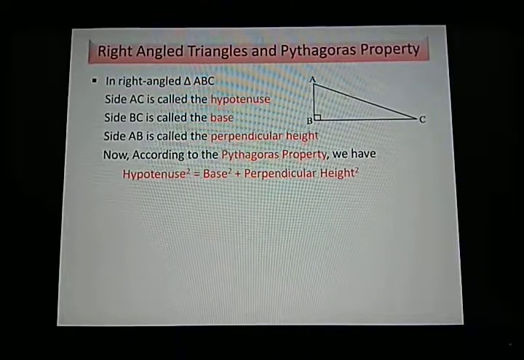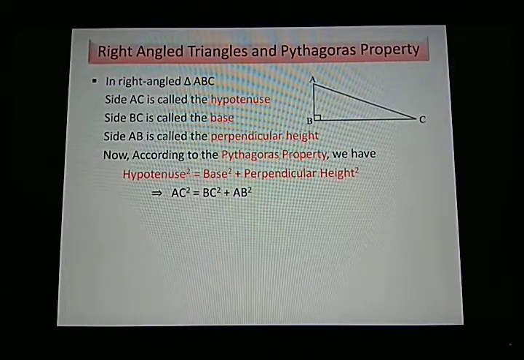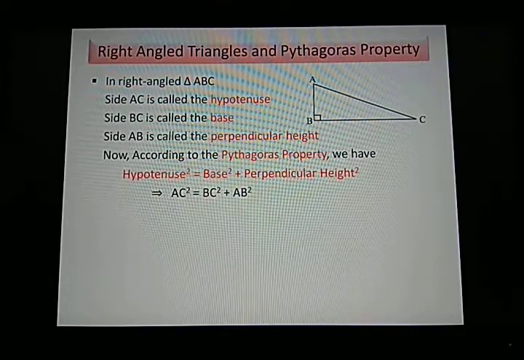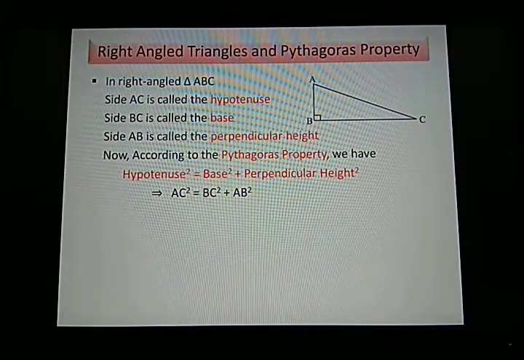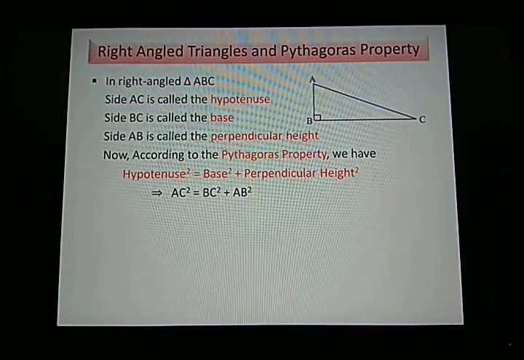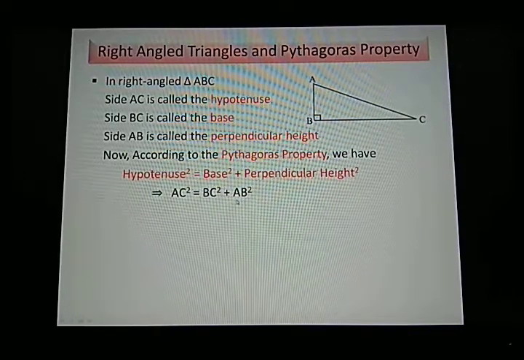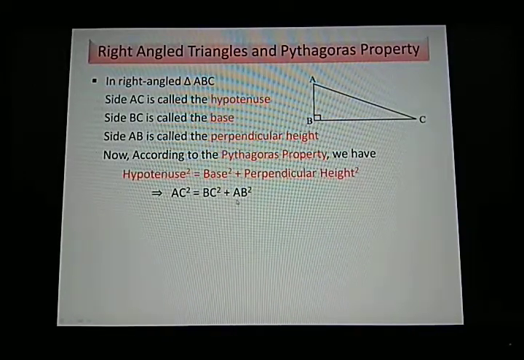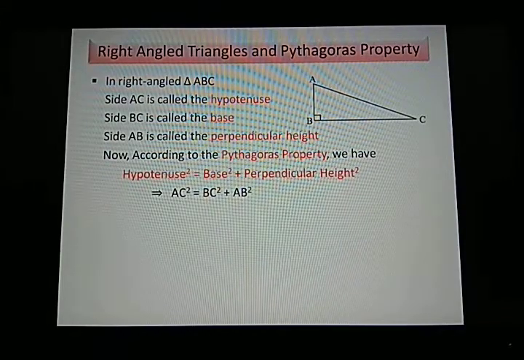Now, in our case, our hypotenuse is AC square, base is BC square, and perpendicular height is AB square. So if you have to apply Pythagoras property into this triangle ABC, then this will be the equation. Clear? Now let us see some examples, then it will be more clear how we can apply this Pythagoras property into geometrical problems.